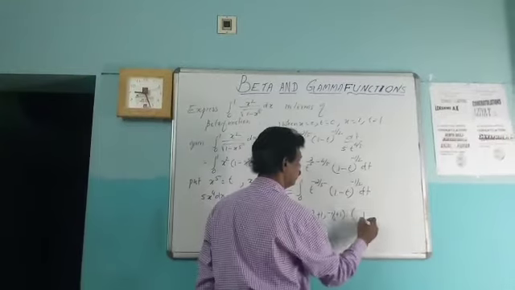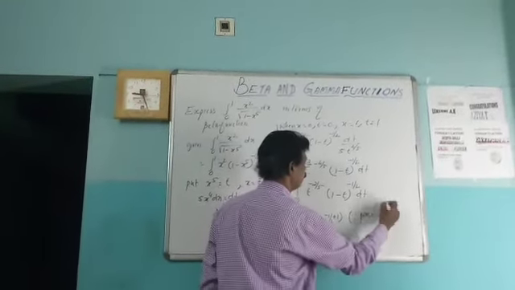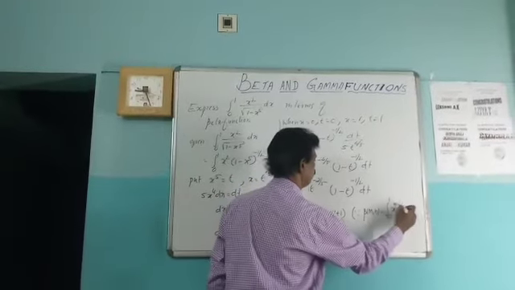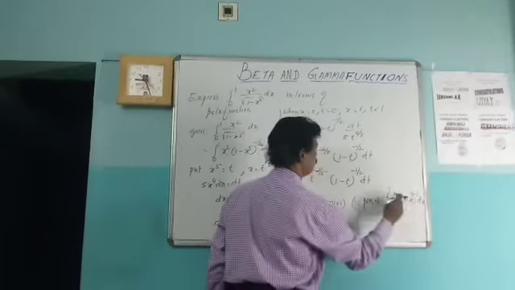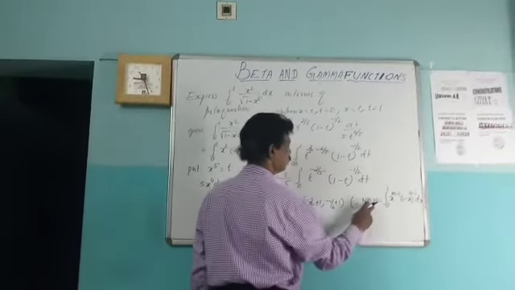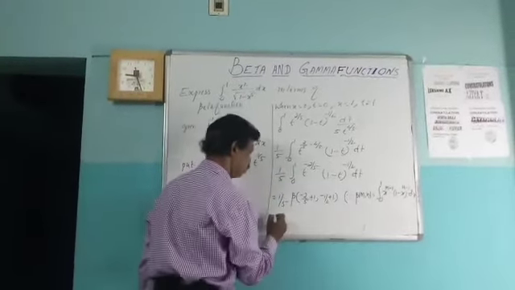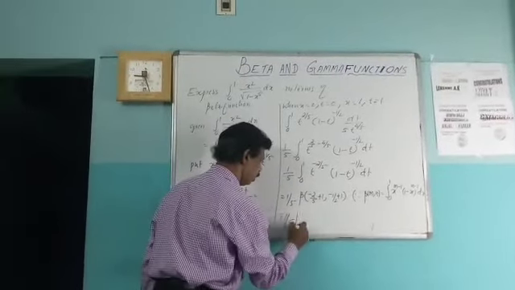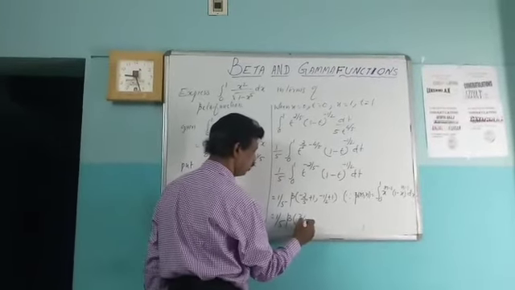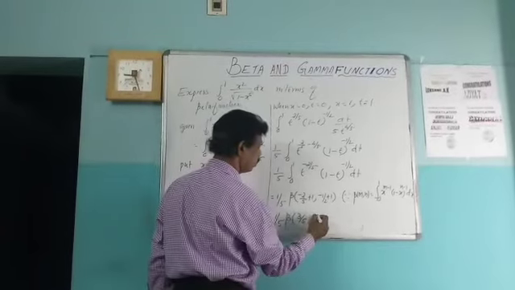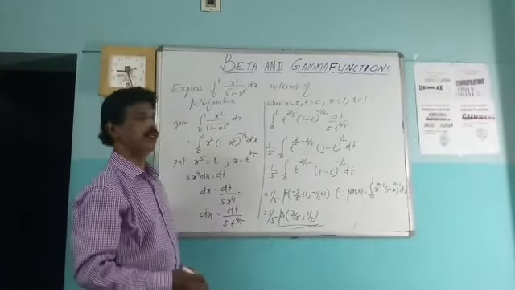Reason: since beta(m, n) equal to integral 0 to 1 x raised to m minus 1, (1 - x) all raised to n minus 1 dx, m minus 1 plus 1 is m, n minus 1 plus 1 is n. Similarly, minus 2 by 5 plus 1, minus 1 by 2 plus 1. Simplify that: 1 by 5 into beta of (minus 2 plus 5)/5, that is 3 by 5, comma minus 1 by 2 plus 1, that is 1 by 2. That is equal to 1 by 5 beta of 3 by 5, comma 1 by 2.